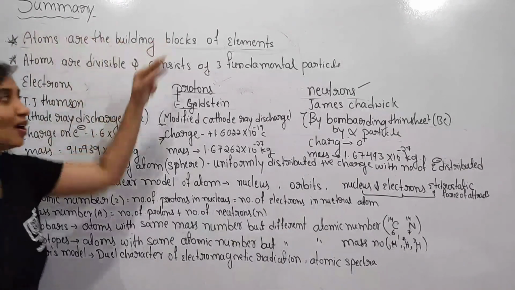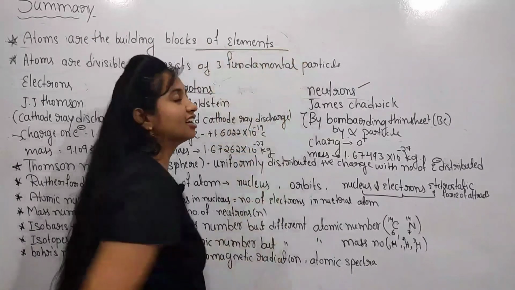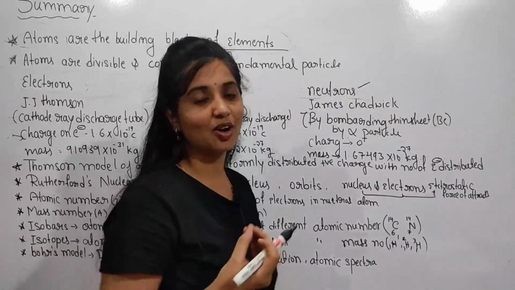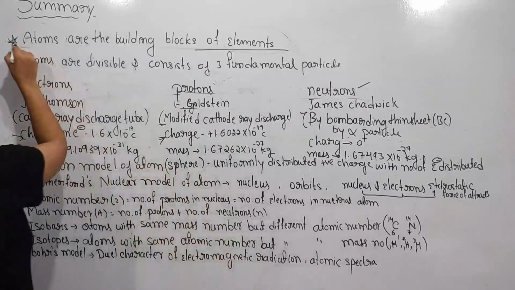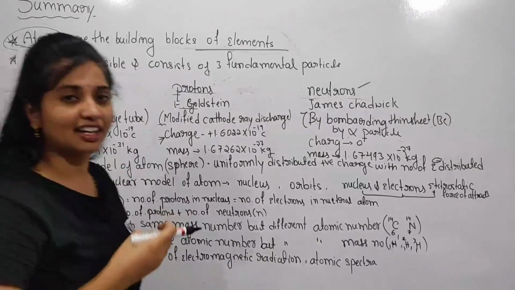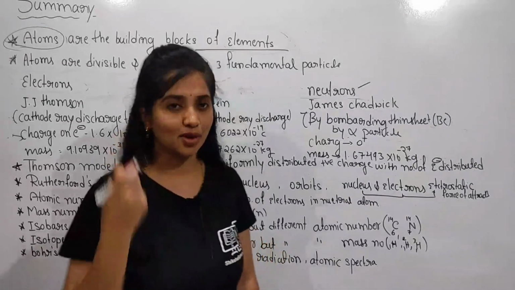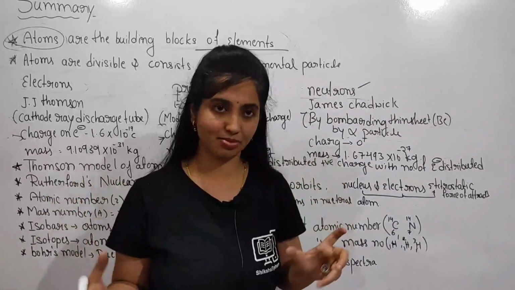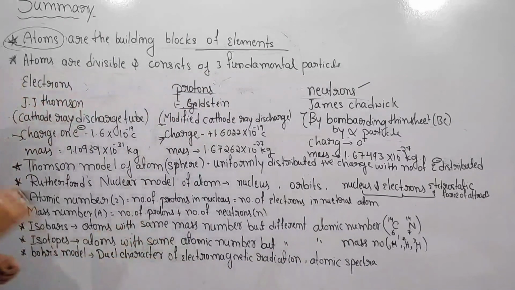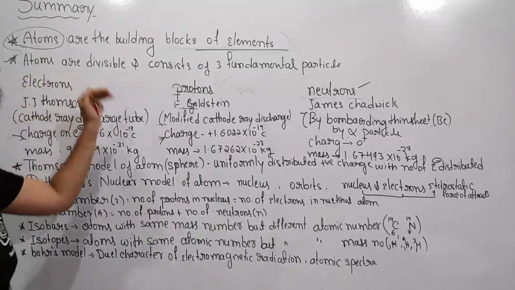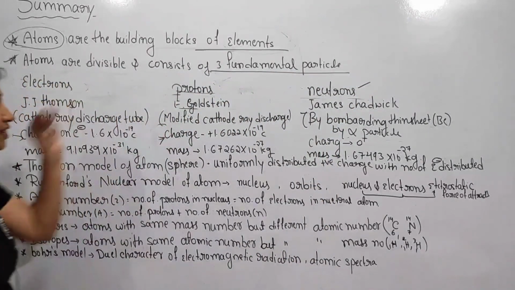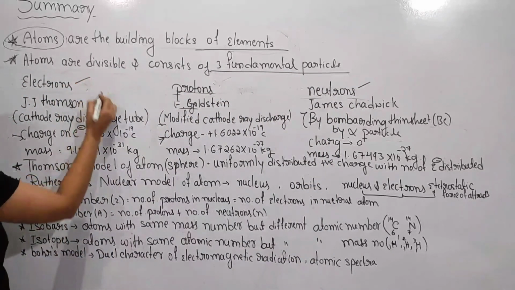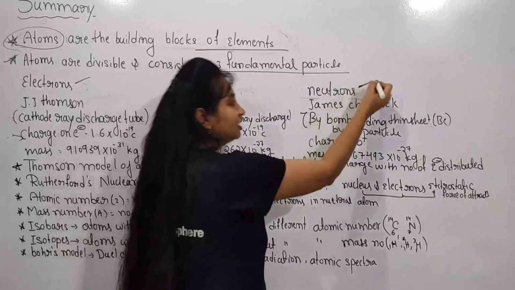Atoms are the building blocks of the elements, meaning the thing or the matter or the object which surrounds you is all made up of atoms. First we read the definition of atom like this: atoms are the smallest particles and are indivisible. But in the 19th century we got the real definition of atoms: atoms are divisible and consist of three fundamental particles. Those fundamental particles are electrons, protons and neutrons.